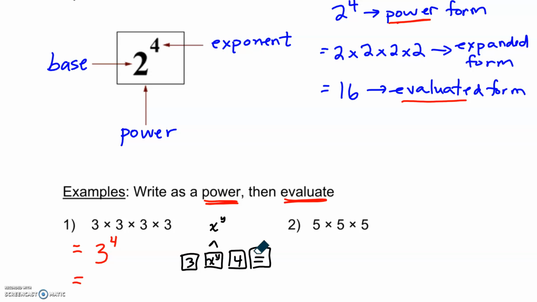Now, if you can't find your exponent button, that's okay. The next time in class, I'll help you out. In the meantime, just type in 3 times 3 times 3 times 3 in your calculator, and we know that's going to be 3 times 3 is 9, times 3 is 27, times 3 is 81. All right, let's try the next question. 5 times 5 times 5 is going to be 5 to the 3, and then in your calculator, 5 to the exponent 3 gives you 125.